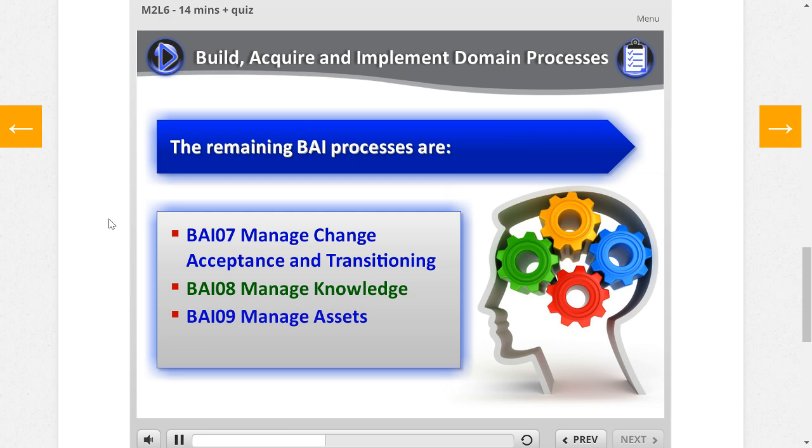BAI-09, Manage Assets. Manage IT assets through their lifecycle to make sure that their use delivers value at optimal cost. It includes the management of software licenses. BAI-10, Manage Configuration. Defines and maintains descriptions and relationships between key resources and capabilities required to deliver IT-enabled services. It includes collecting, auditing, and verifying information.